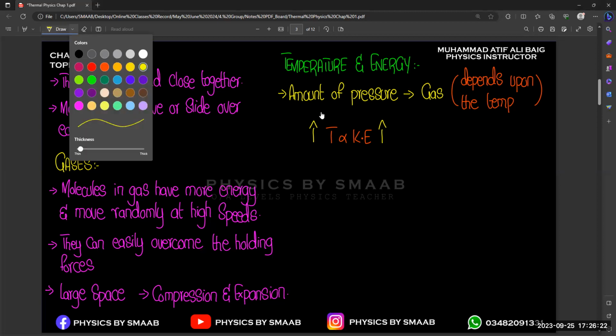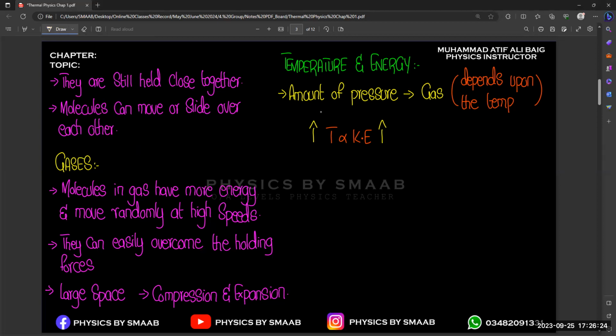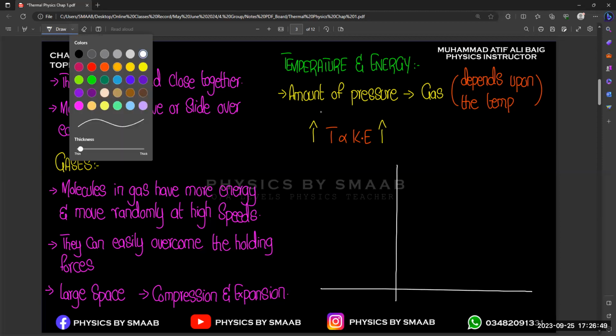Because at 0 degrees Celsius, we know that water actually freezes, right? But 0 degrees Celsius is 273 Kelvin, so that is the difference of the scale. And minus 273 degrees Celsius is 0 Kelvin.